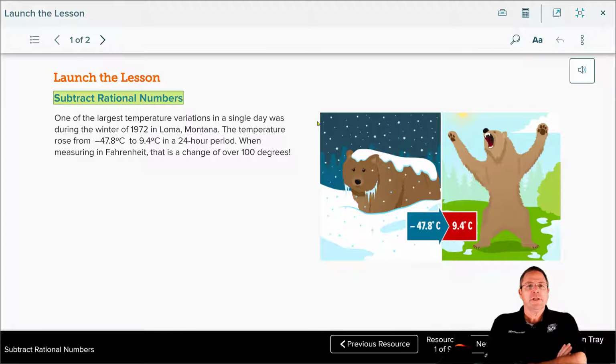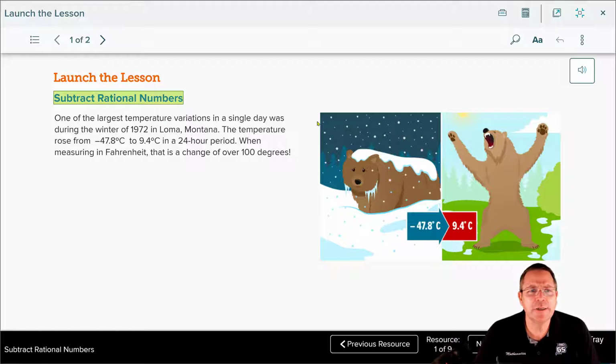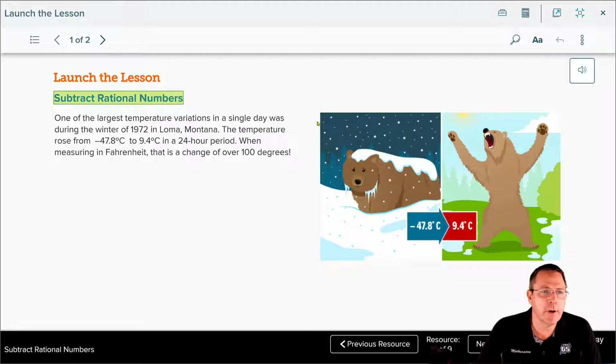One of the largest temperature variations in a single day was during the winter of 1972 in Montana. The temperature rose from negative 47 degrees Celsius to positive 9.4 degrees Celsius. If you converted that to Fahrenheit, that meant there was a change of over 100 degrees in a single 24-hour period. Now, we're not used to hearing Celsius, so let's find out what Siri says the temperature would be in Fahrenheit.